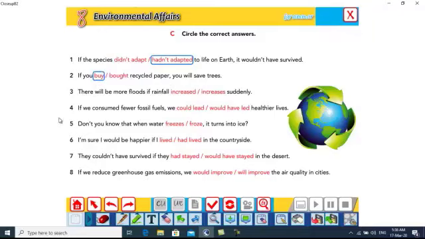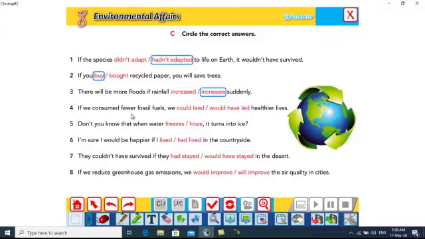Sentence number 3: There will be more floods if rainfall increased or increases. Look here. Will be. So it's something similar to the previous one. Will plus infinitive, and this must be the first conditional, and the part after if must be present simple. Of course, it's increases.